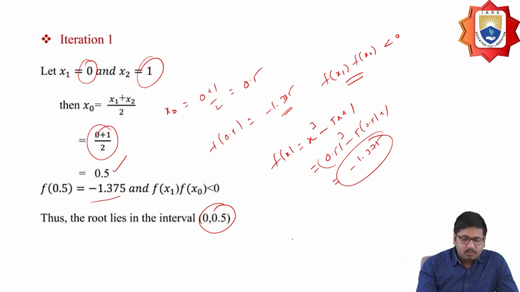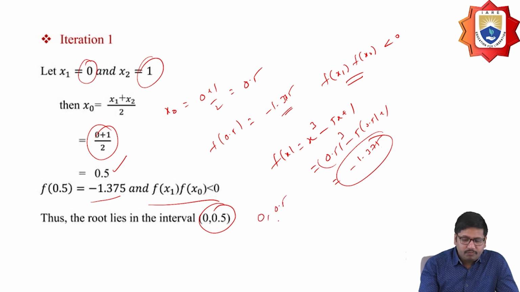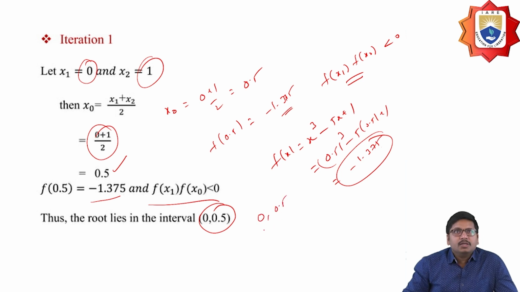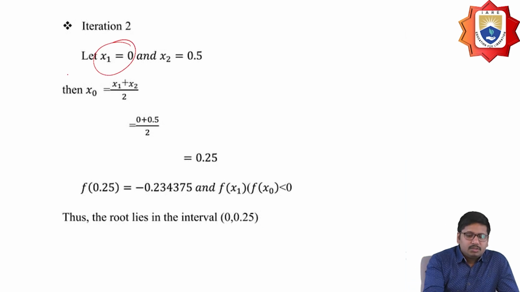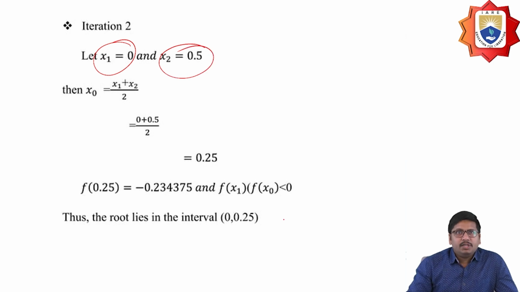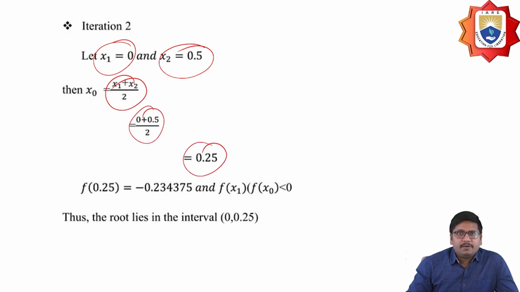So what about x1? f of x1 times f of x naught is less than 0. So the root lies in between 0 and 0.5. So in iteration 2, I'm going to consider x1 equal to 0 and x2 equal to 0.5. Then x naught is equal to x1 plus x2 by 2, that means 0 plus 0.5 by 2, that should be 0.25.